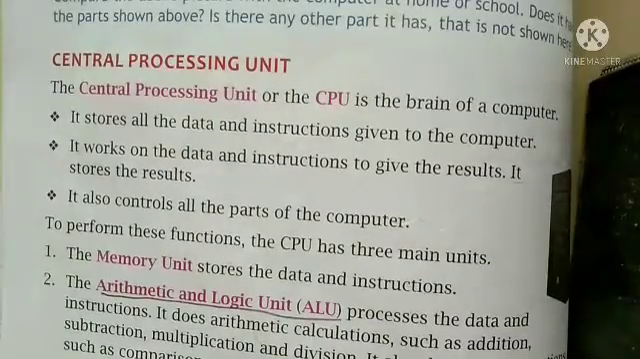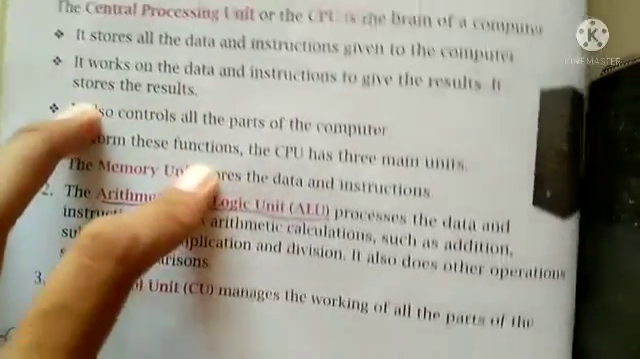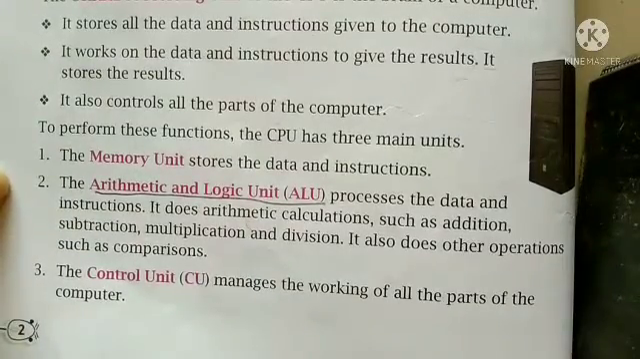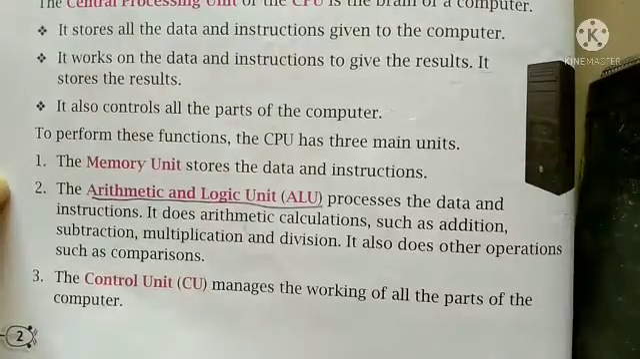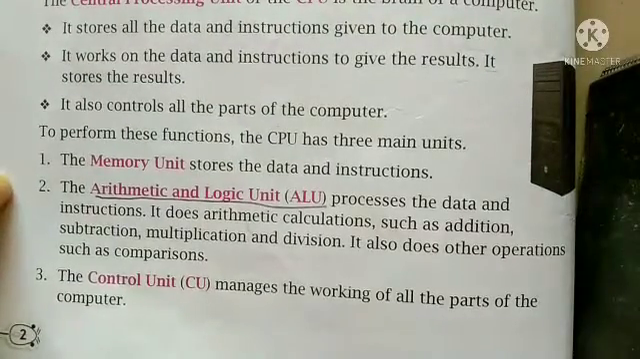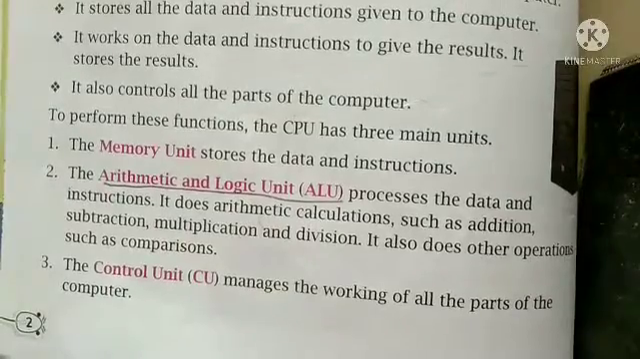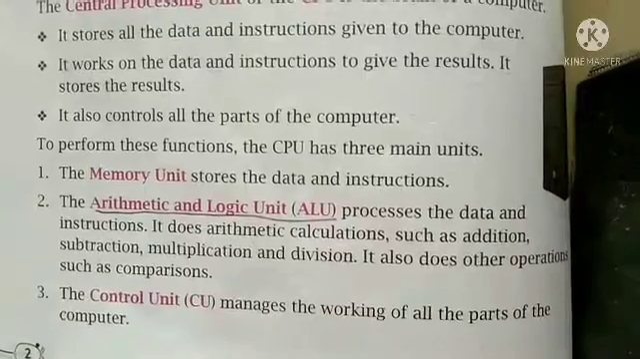Now, to perform these functions, the CPU has three main units. The first unit is the memory unit or MU. Memory unit is also known as MU. The memory unit will remember or store the data and instructions. Whatever data and instructions that we give are stored by the memory unit.